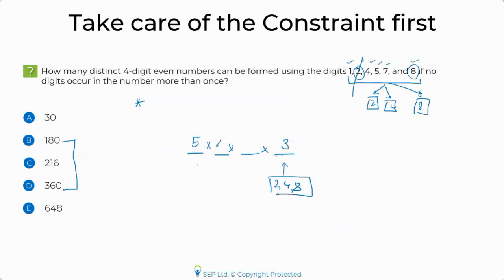Now there are no restrictions on these 3 places, so you can fill them in whatever way you want. So this can be filled in 5 ways. The second place can be filled in 4 ways. And the third place can be filled in 3 ways, which basically gives you 20 times 9, which is 180. So the correct answer in this case is going to be option B.